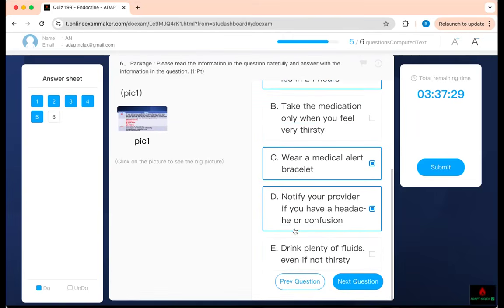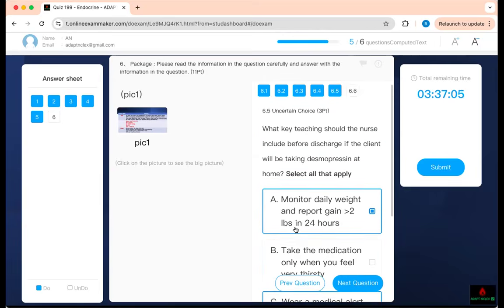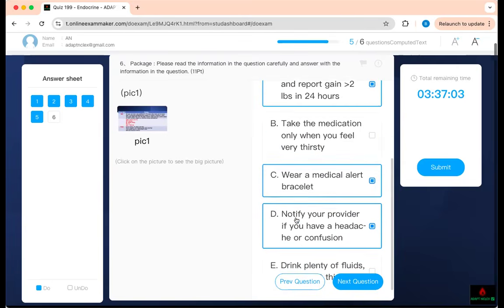Drink plenty of fluid, even if not thirsty. If you drink too much water, it's going to cause more problems. Remember, ADH is going to absorb water, the desmopressin too, and so there will be fluid overload. If you drink too much water, you cause hyponatremia. So this is what this question requires you to think before you pick the answer choice. But ACD is the right answer choice based on the content.